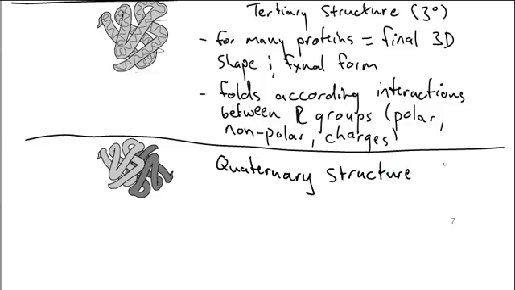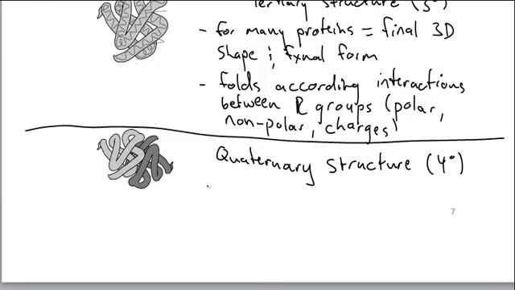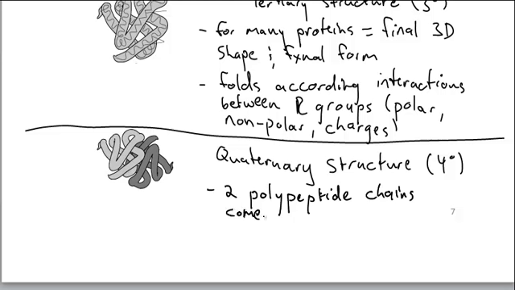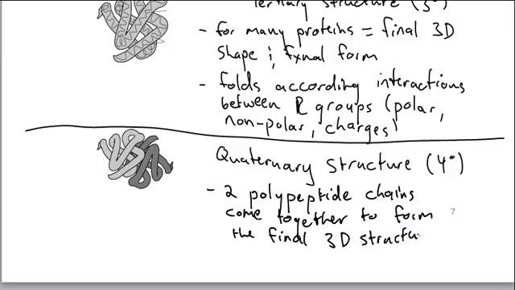Which we abbreviate with 4 followed by the degree sign. And what happens in a quaternary structure is you get 2 polypeptide chains, or more than 2 sometimes, come together to form the final 3D structure and functional form.